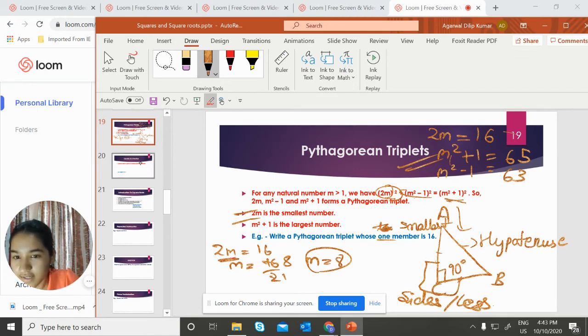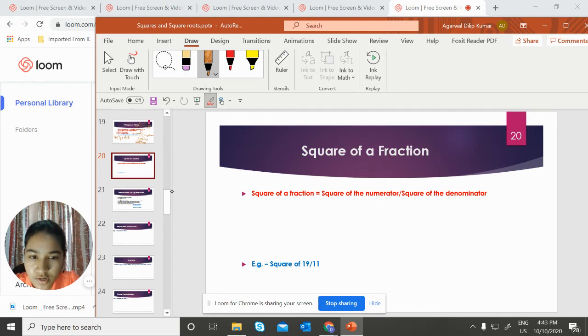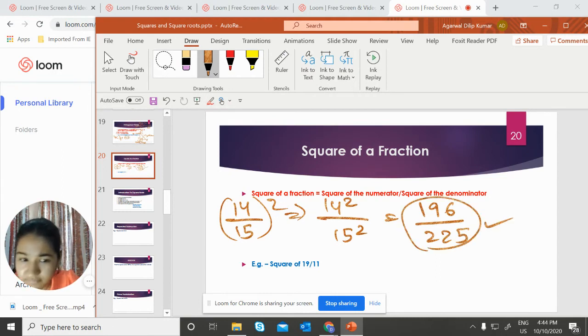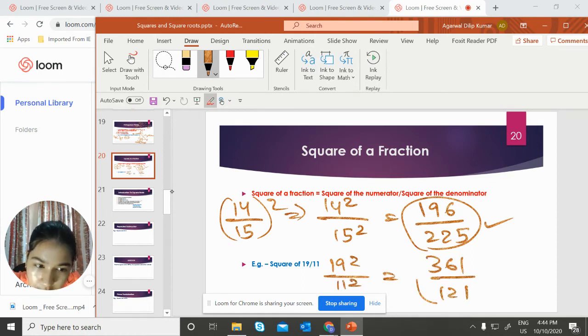Understood? So the last topic is the square of a fraction. The square of a fraction is equal to the square of the numerator by the square of the denominator. If they tell you to find the square of 14 by 15, what are you going to do? It will be 14 square of the numerator by 15 square of the denominator, which is 196 by 225. Done. Square of 19 by 11: 19 square by 11 square. 19 square is 361. 11 square is 121. Done. Square of a fraction is completed.